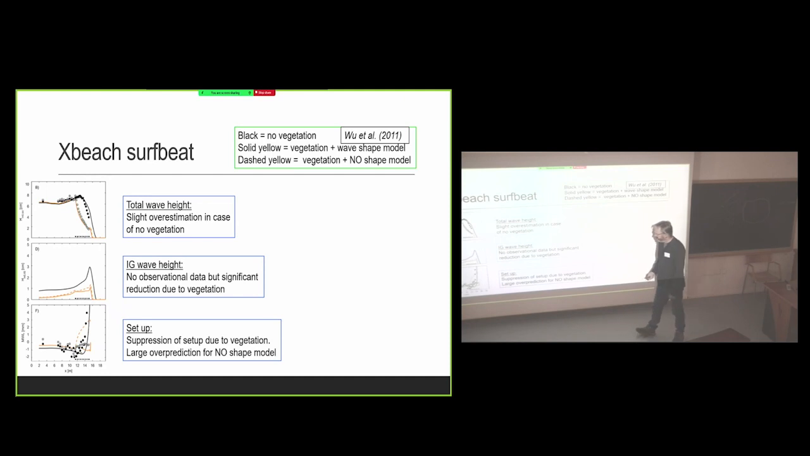The biggest difference we see is at the setup. The model without this nonlinear correction would tell you that the setup is according to the dashed line, whereas the measurements tell you that that is actually not the case. If you have vegetation for this particular case, the measurements show that the setup is much more limited in the presence of vegetation, and if you include the wave shape, you do get the right results.